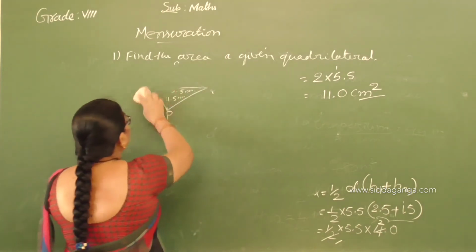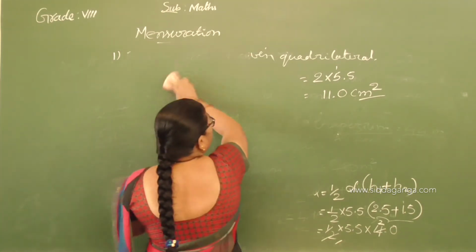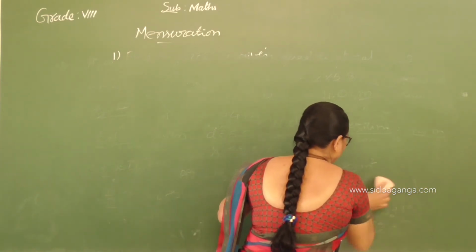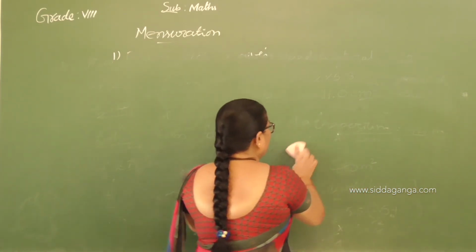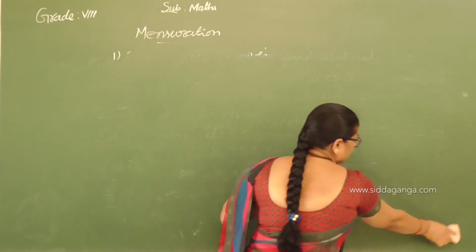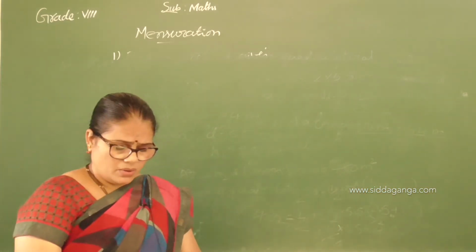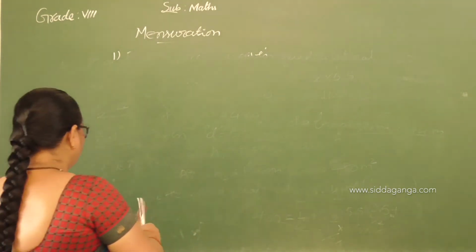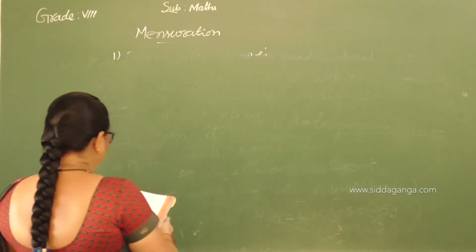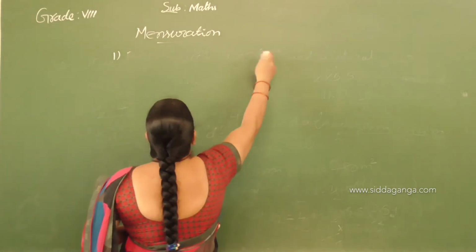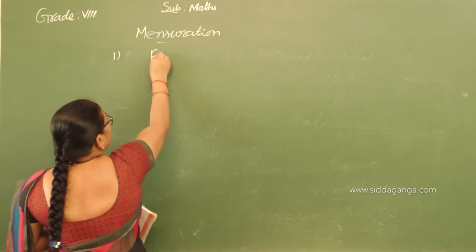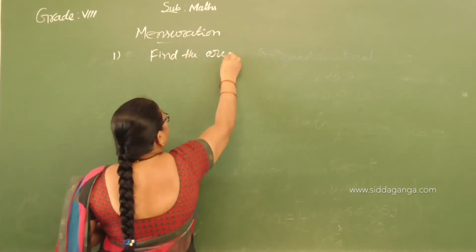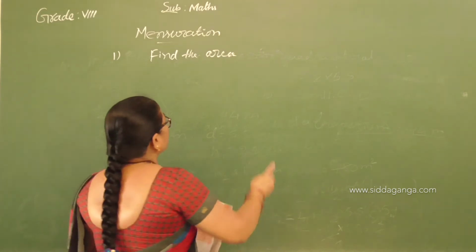Next I can take another example. Here we know about the area of a trapezium and area of the general quadrilateral. Next, rhombus. I can take the example for rhombus. Find the area of a rhombus.